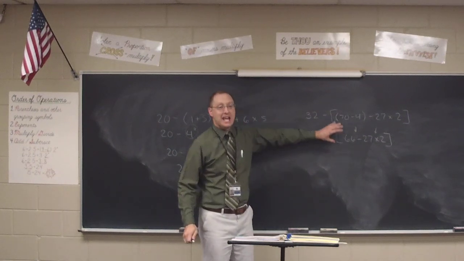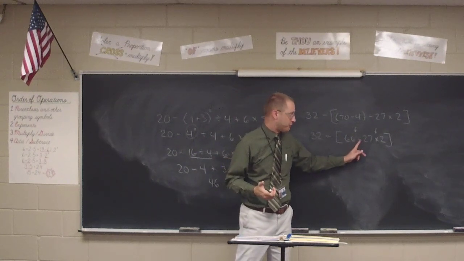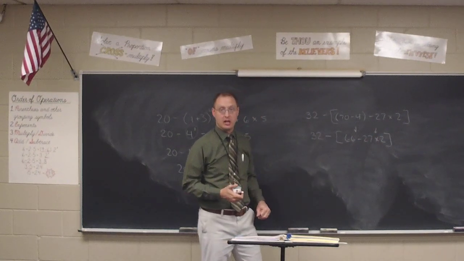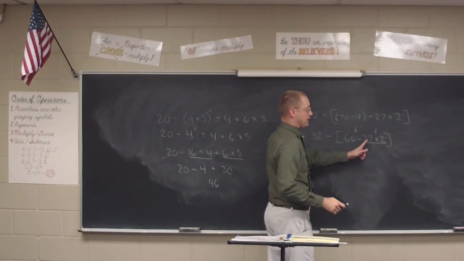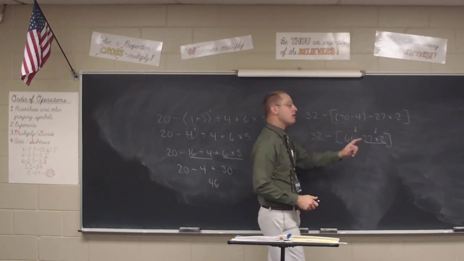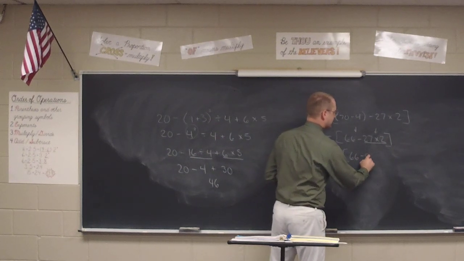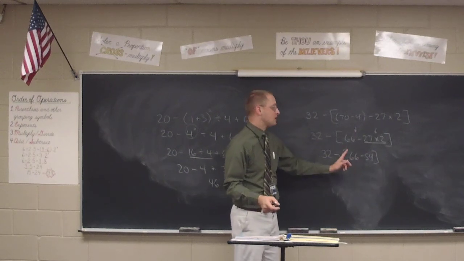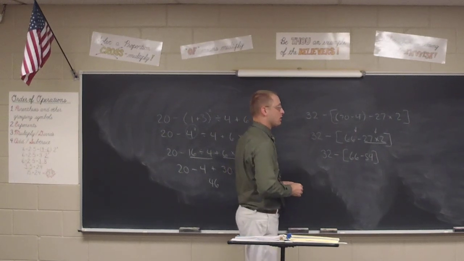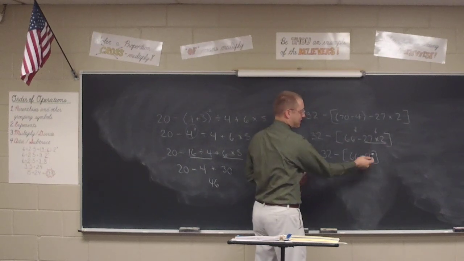Well, within a grouping symbol, you have to follow order of operations. Does subtraction come before or after multiplication, class? It comes after. So I'm going to have to multiply before I can subtract. 27 times 2? 54. So I have 32 minus bracket 66 minus 54. Now I can finish the grouping symbol. 66 minus 54? 12. 6 minus 4 is 2, 6 minus 5 is 1, so it's 12.